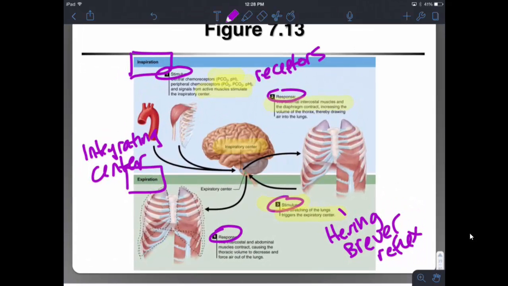And the response of the expiratory center, if it's stimulated, is that the expiratory muscles become activated, and we've got the internal intercostals and the abdominal muscles, which are going to cause thoracic volume and therefore lung volume to decrease rapidly, which is going to increase the pressure inside the alveoli rapidly, setting up a pressure gradient that's going to force air out.